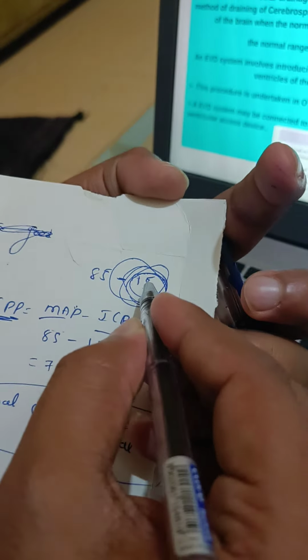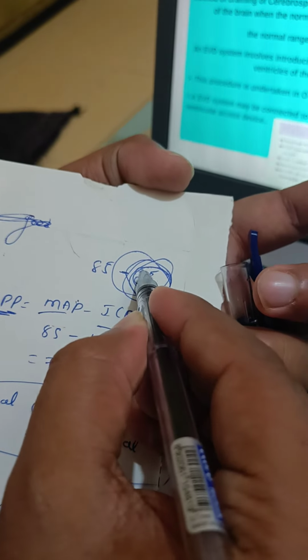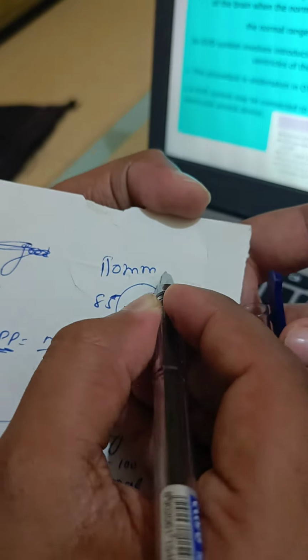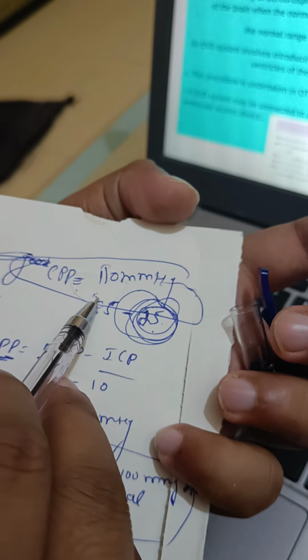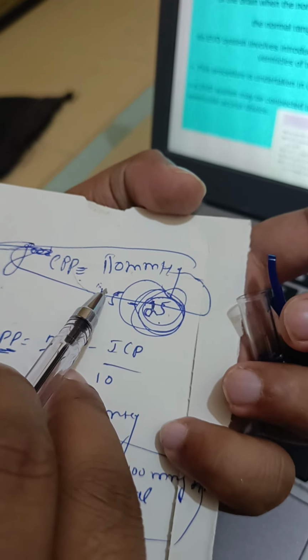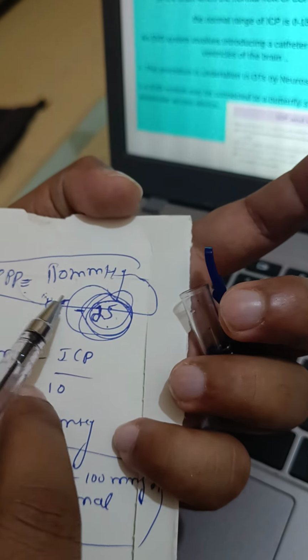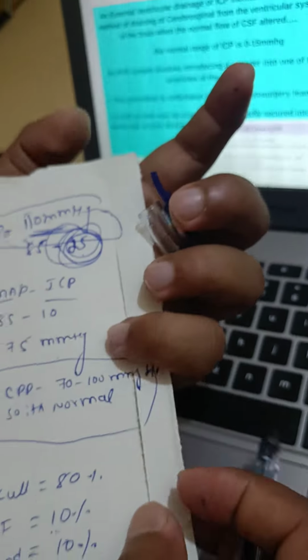Suppose CPP, because of that lesion, whatever tumor in the brain, goes more than 25 here, with the 85, it will be around 110 mmHg. This is the worst condition. If CPP goes more than 110, it is a devastating condition. They should immediately do the EVD insertion, or for hematoma, for hemorrhage and all, they should insert the EVD, and whatever hematoma evacuation is needed, they have to do everything.